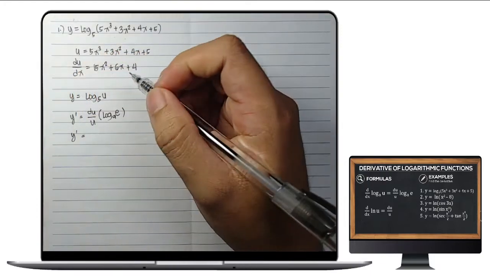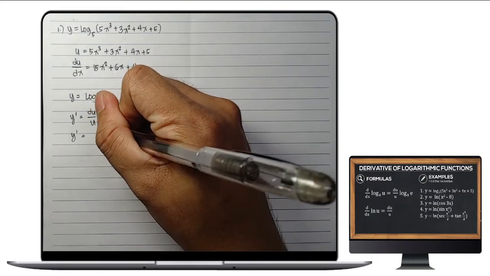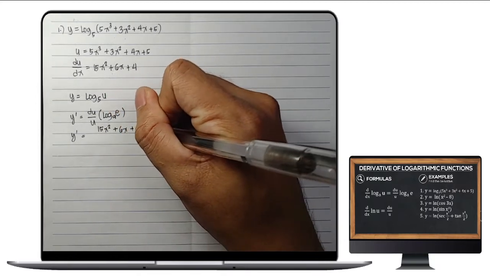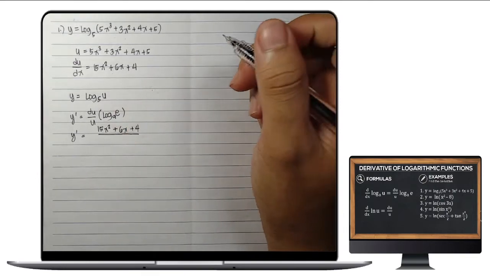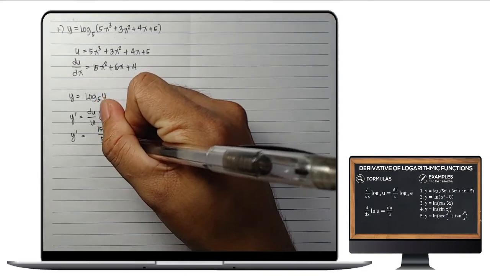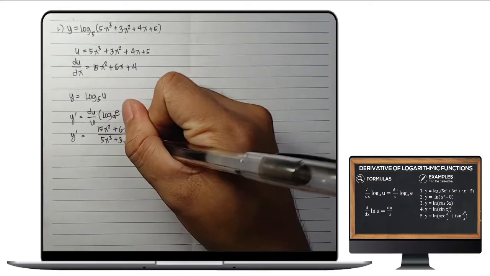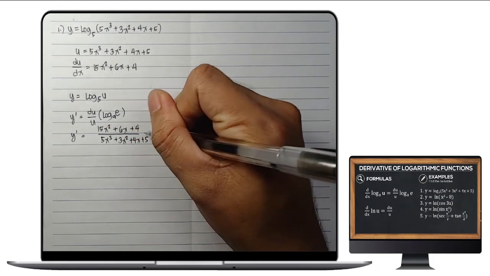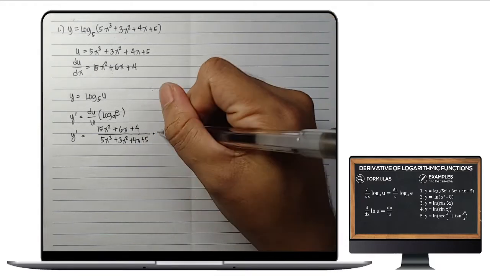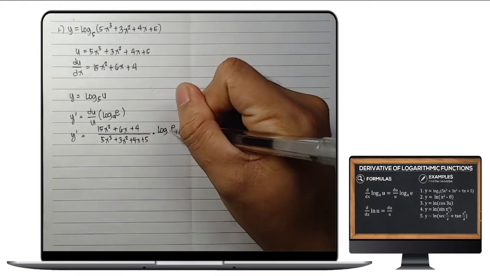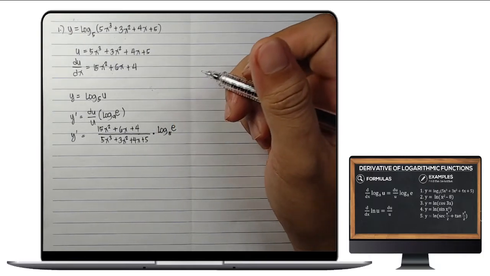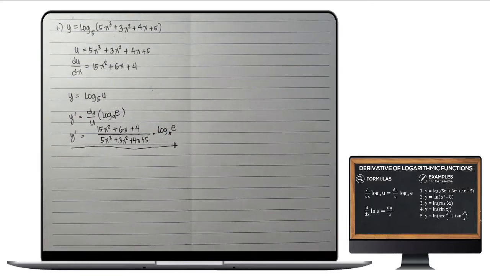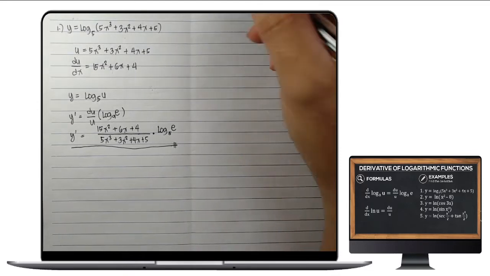Substituting, the derivative of u with respect to x, we have 15x squared plus 6x plus 4 divided by u, which is our given, 5x cubed plus 3x squared plus 4x plus 5, multiplied by log of e to the base a, which is 5. So this will be our answer. Madali lang naman siya. Okay? So let's have number 2.